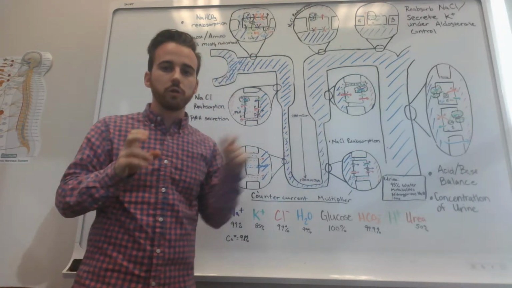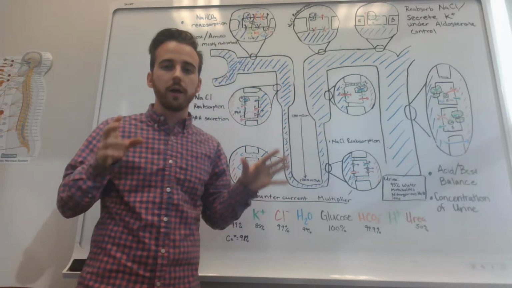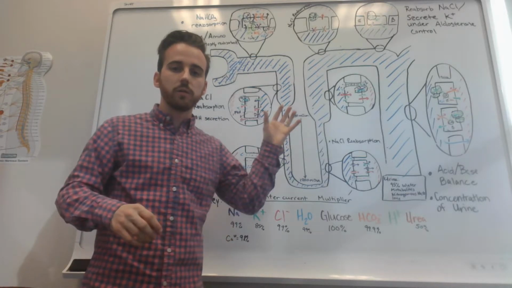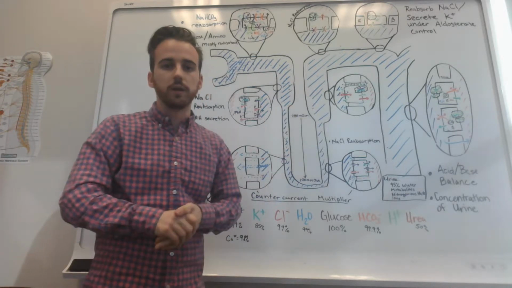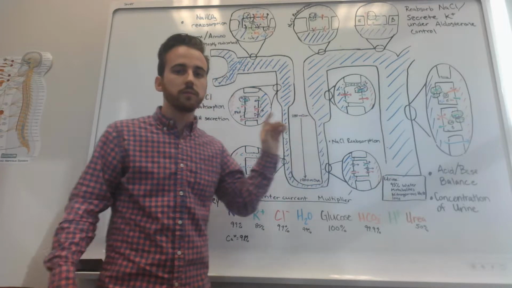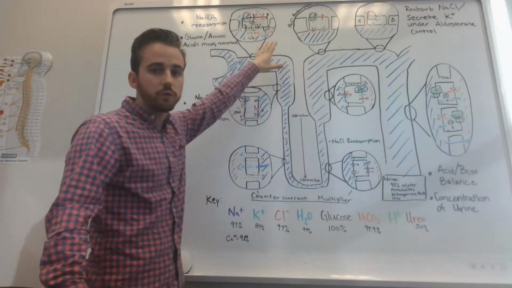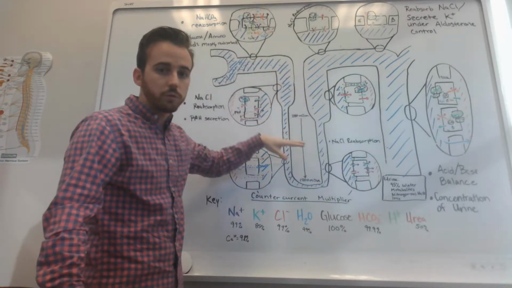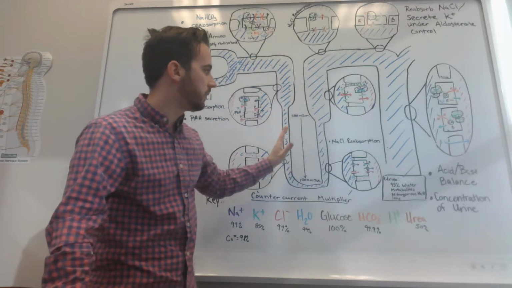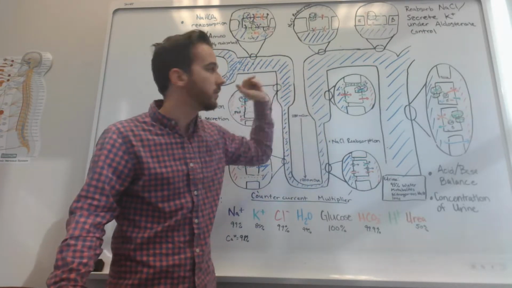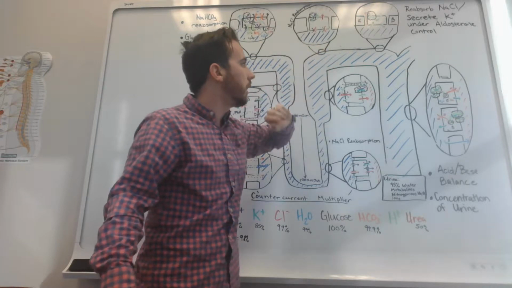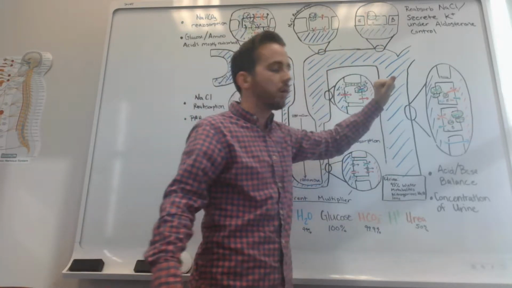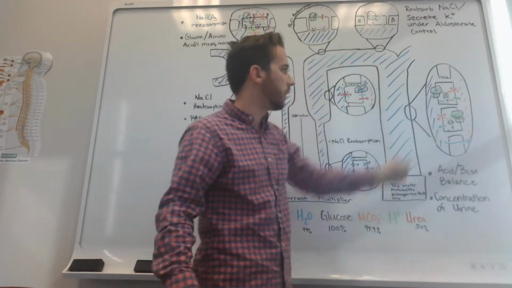First of all, for those of you who don't know, the nephron is a functional part of the kidney. It's what's going to filter your blood and create urine. The different parts of the nephron are the glomerulus, the proximal convoluted tubule, the proximal straight tubule, the loop of Henle, which includes its thin descending, thin ascending, and thick ascending parts, early distal convoluted tubule, late distal convoluted tubule, and our collecting duct.